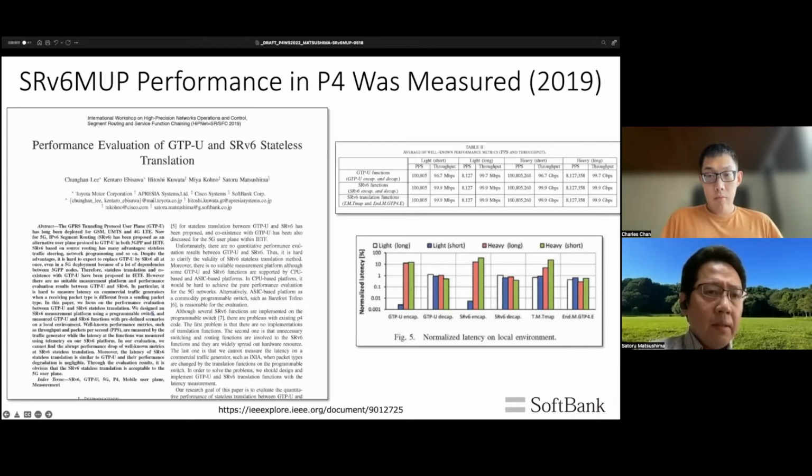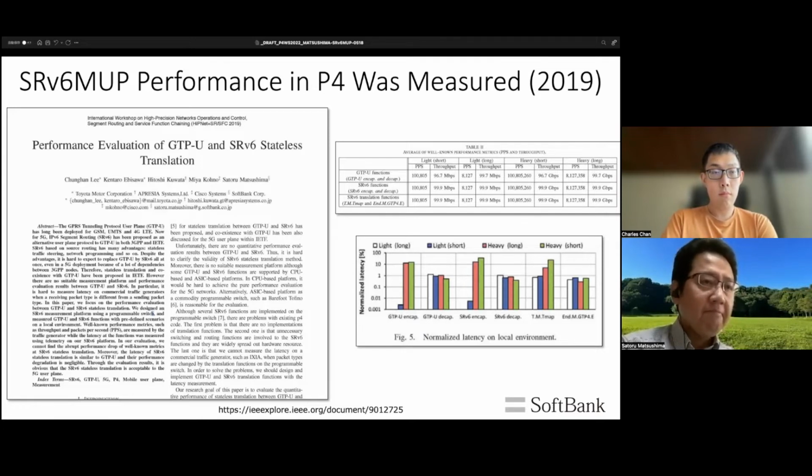So the SRv6 GTP translation latency increases a bit, but if you look at the SRv6 and GTP decap, the performance is not so bad, and moreover, it is negligible from the operational point of view. That's what we achieved from this scientific work. I really appreciate my co-authors, Chengan, Kentaro, Hitoshi and Mie. You can find this paper at the URL at the bottom of the slide. Please take a look if you're interested.